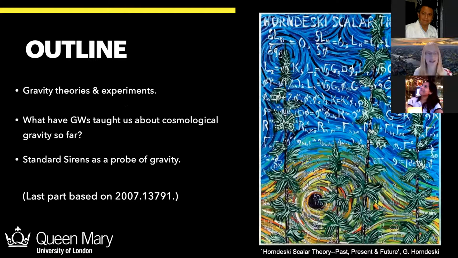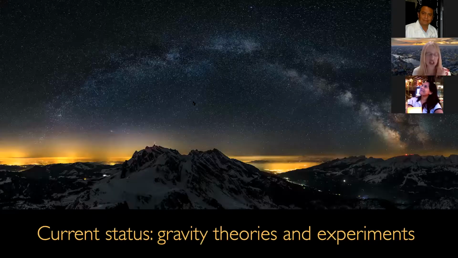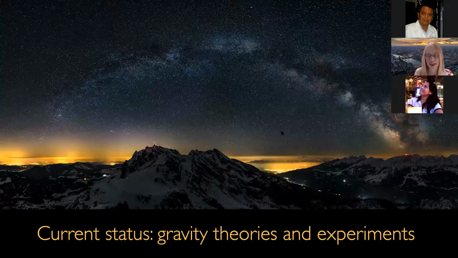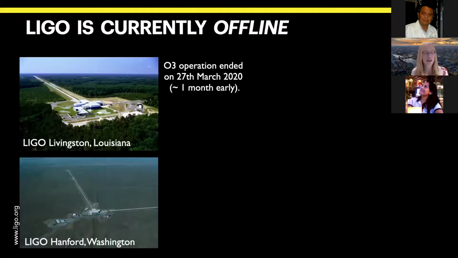Okay, so let's get started then with the first section, which is to just give a quick status update on the experiments and theories. So the LIGO-Virgo detectors are currently offline. They were taken offline at the end of March this year because of the pandemic. And it was considered unsafe, of course, for people to continue working on them. Luckily, that shutdown was only about 1 month earlier than they were due to come offline anyway, at the end of their 3rd observing run. So they only lost about 1 month of observing time.